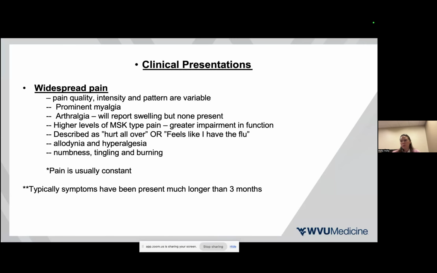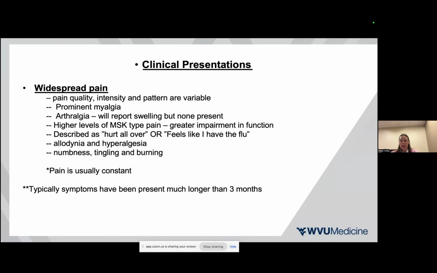Obviously, one of the first things we think about is widespread pain. Their pain is not really going to have a pattern. It's going to be variable. The quality is going to change, and how intense it is is going to be variable. It doesn't have a pattern that you would think, oh, this is a neurologic problem or just an arthritic problem. It's going to have a prominent myalgia component.